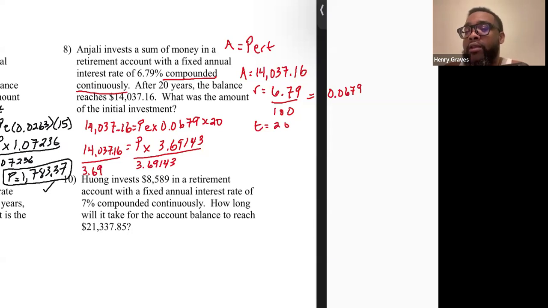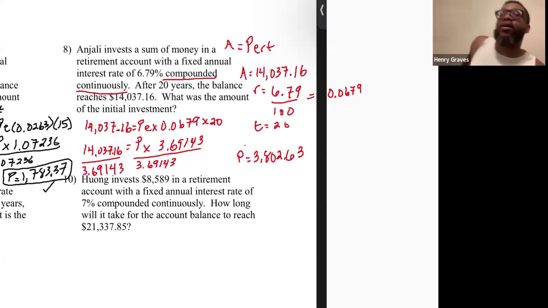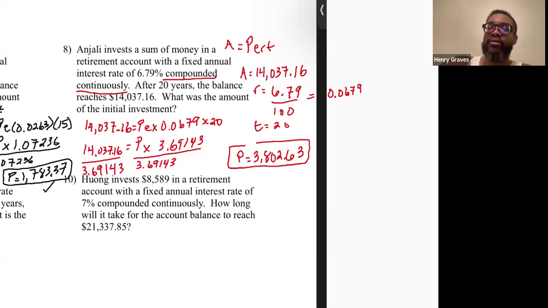So what my P gets is, what amount of money did she start off with? So I'm going to do 14,037.16 divided by 3.69143. That's good. He started off with $3,802.63, and he grew that to $14,000. That means his money more than tripled. Fantastic job.